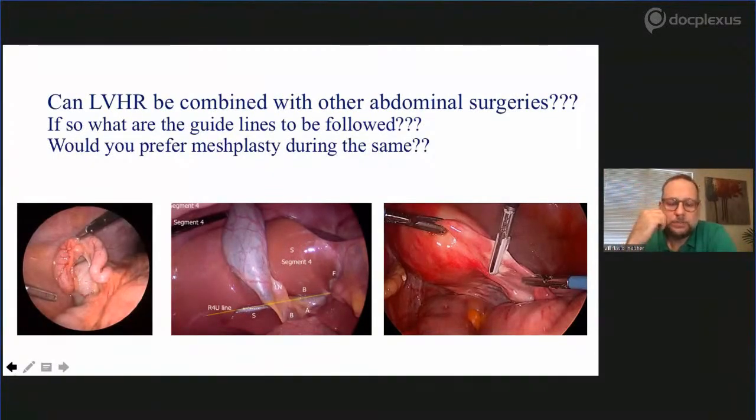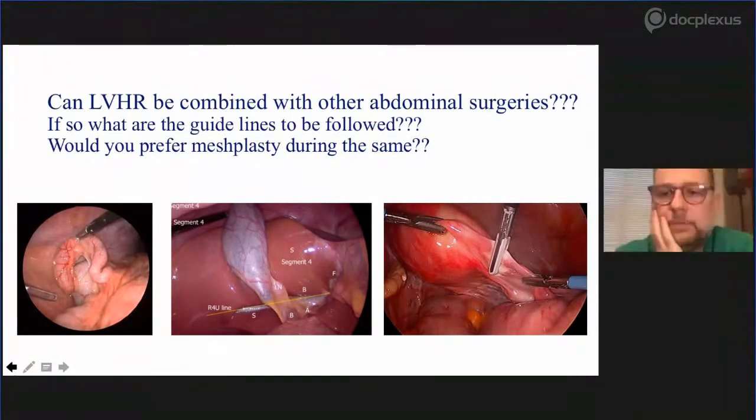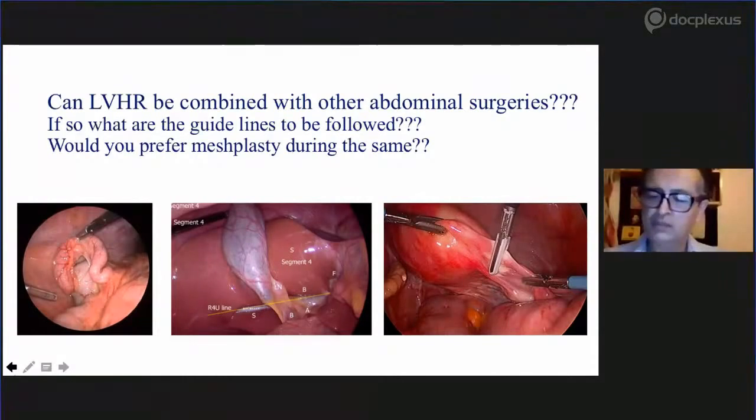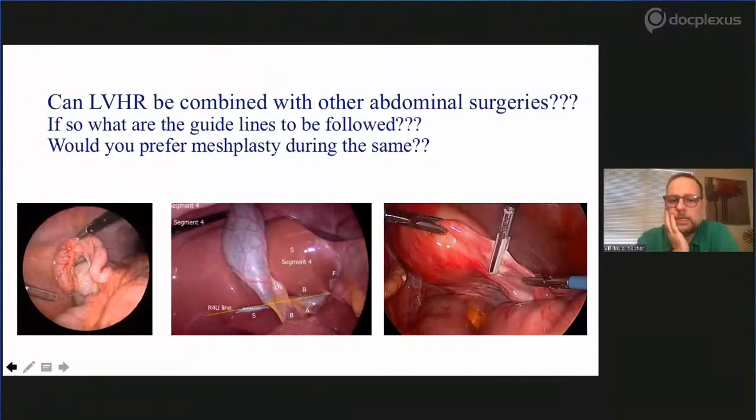We all know that it's fine to put mesh in clean-contaminated cases. I will avoid IPOM meshes in those cases. IPOM meshes don't behave as well as an uncoated mesh. But my answer is, if I can avoid doing both procedures together, I would. But it's probably okay to do it together. Any other opinions, sir?